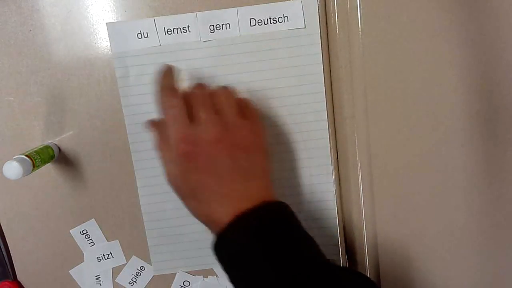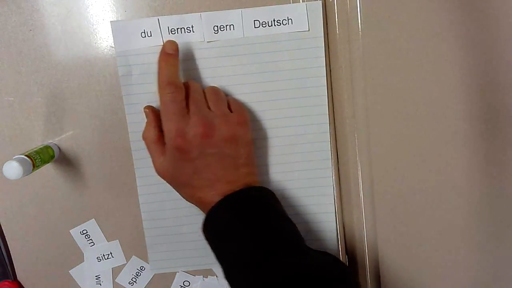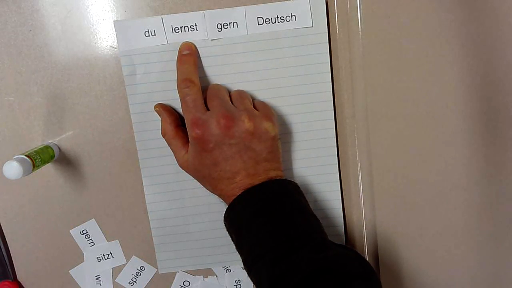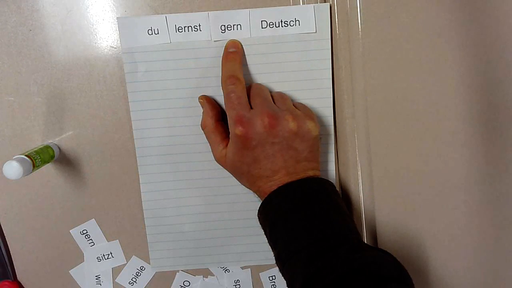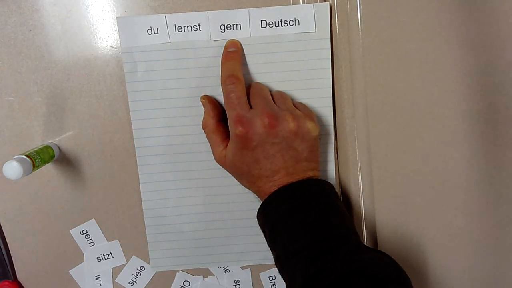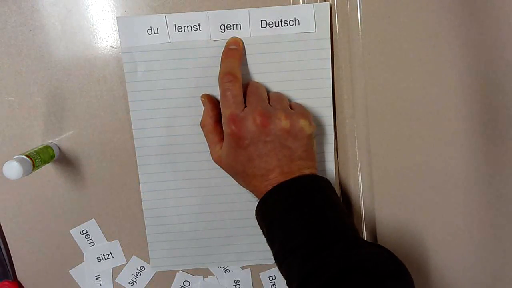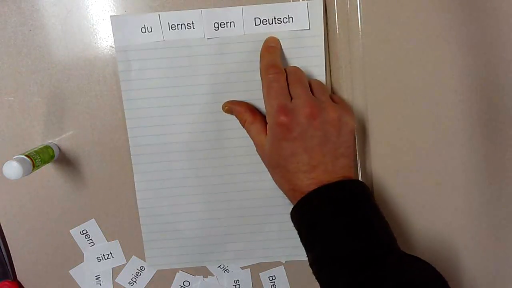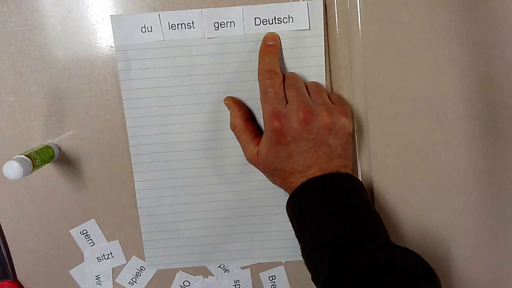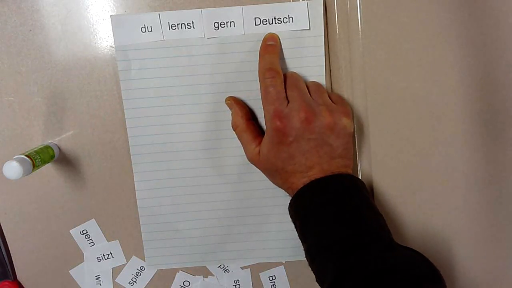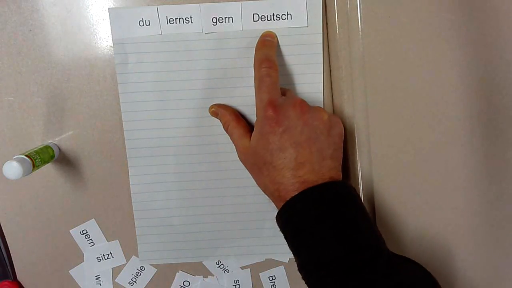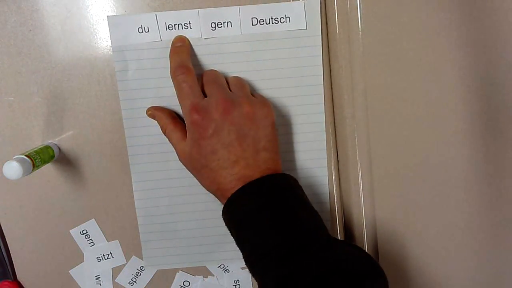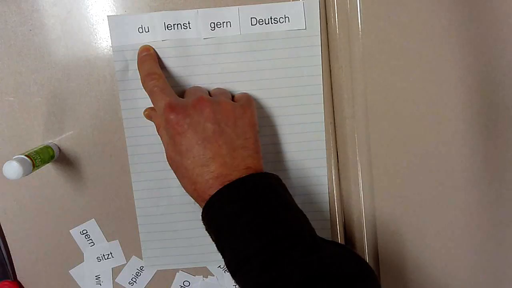So again, the subject does the action. The verb is the action. In this case, you learn, du lernst. Adverbs modify the verb just like an adjective modifies a noun. So how do I learn? Well, I learn happily or with pleasure. And then what do I learn? The object, in this case, direct object, is receiving the action. So you learn. I learn what? German. German is receiving the action. Okay, it's being learned by you.